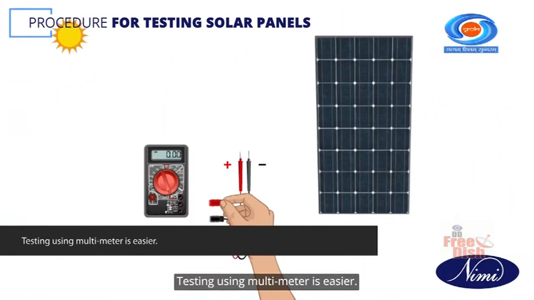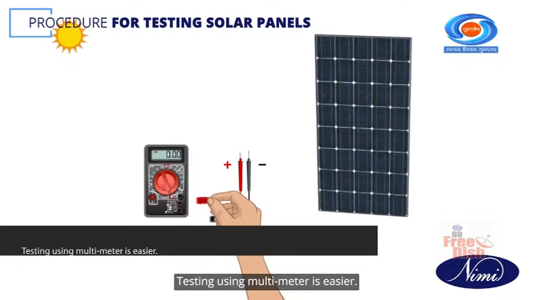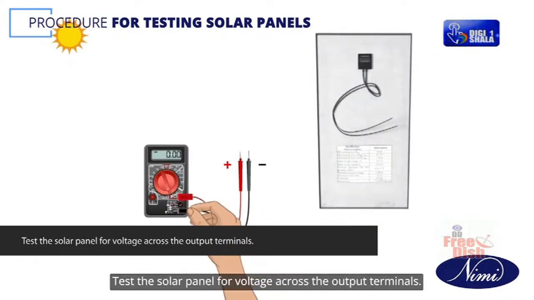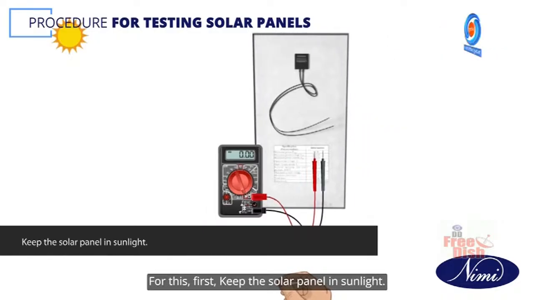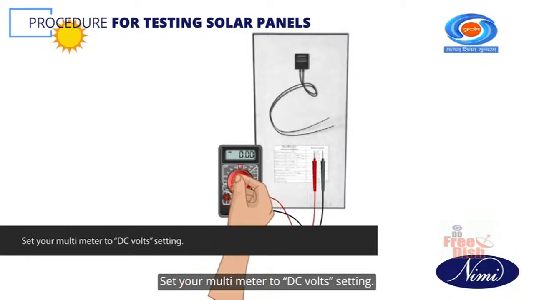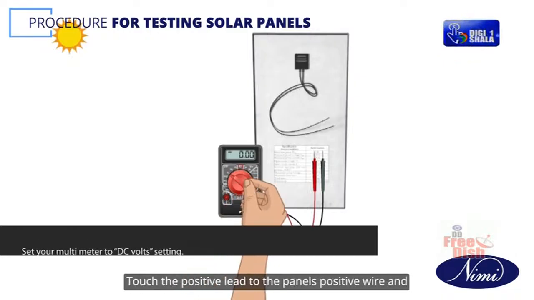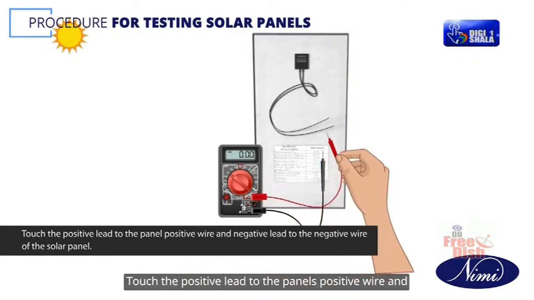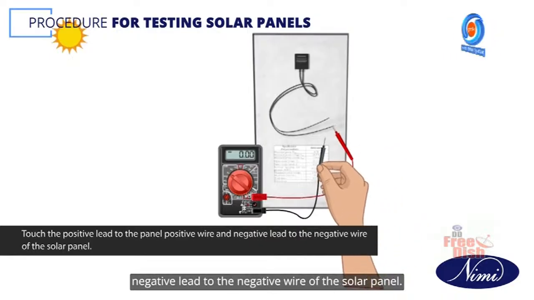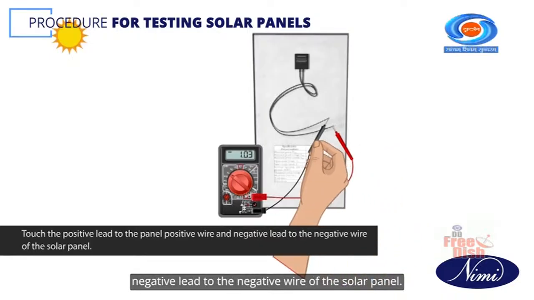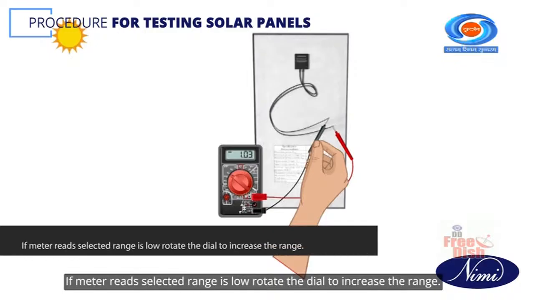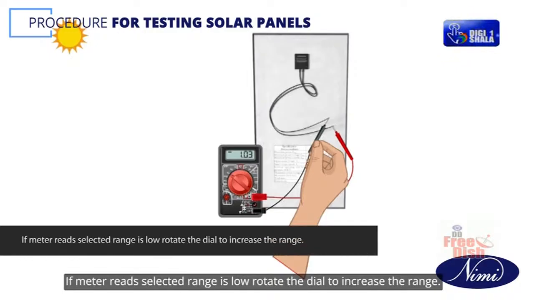Testing using a multimeter is easier. Test the solar panel for voltage across the output terminals. For this, first keep the solar panel in sunlight. Set your multimeter to the DC volts setting. Touch the positive lead to the panel's positive wire and the negative lead to the negative wire of the solar panel. If the meter reads that the selected range is low, rotate the dial to increase the range.